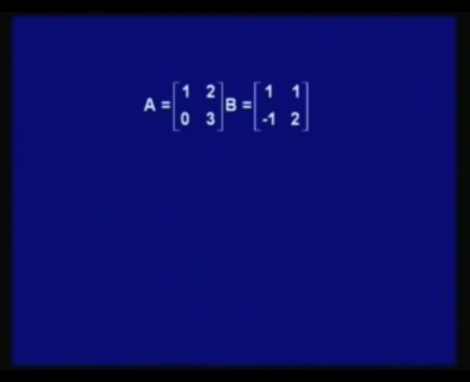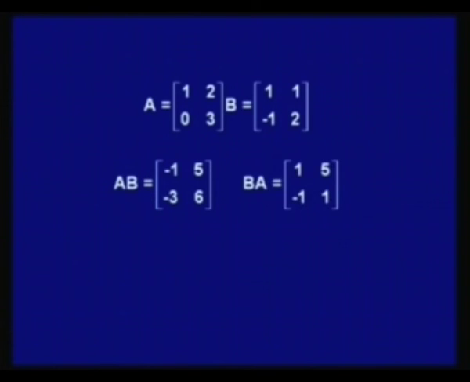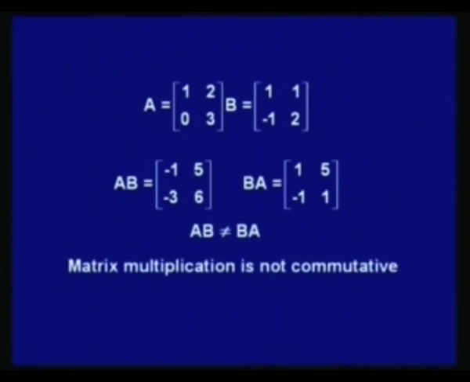In another example, I consider a 2 by 2 matrix A and B also as a 2 by 2 matrix. I multiply A and B to get this product AB as minus 1, 5, minus 3 and 6, and the product BA is also a 2 by 2 matrix, and it is 1, 5, minus 1 and 1. One can notice that although the two matrices are the same size, their elements are different. And we say that AB is not the same as BA, and this establishes that matrix multiplication is not commutative in this example.